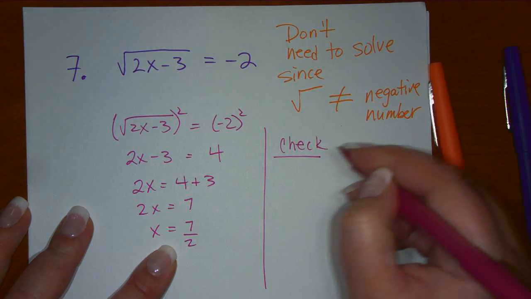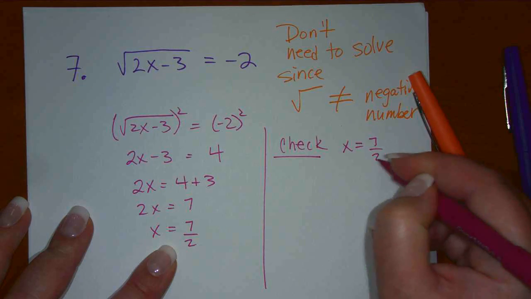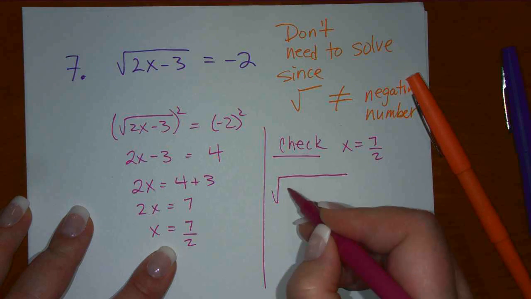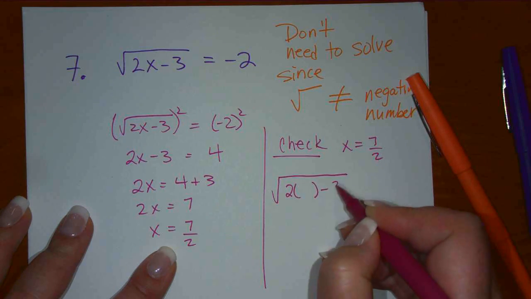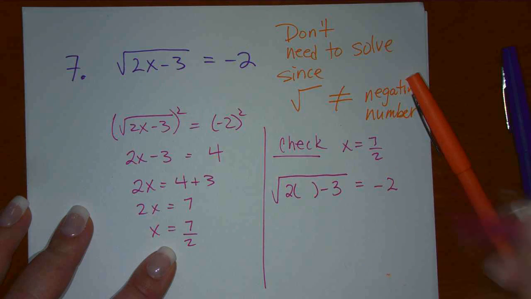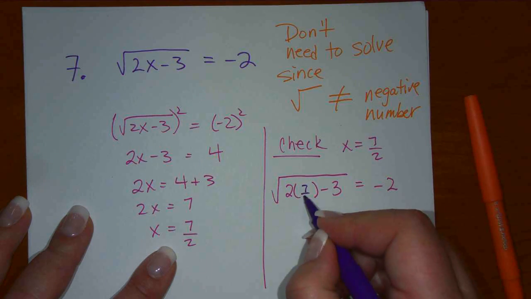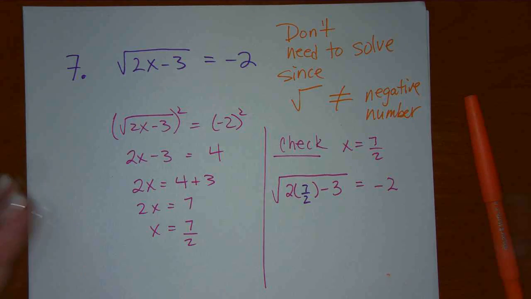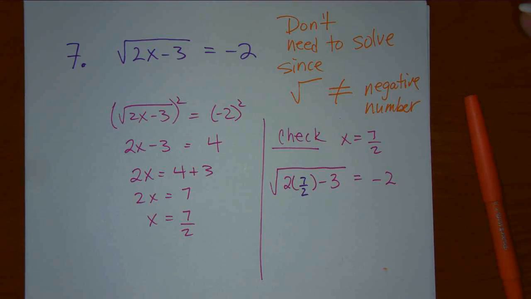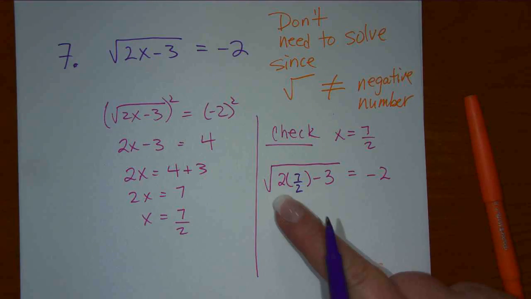So we want to check x is 7 over 2. Writing down the original equation, just taking out the x's. And put 7 over 2 in here. Okay, cool, this is a good one. What's 2 times 7 over 2?